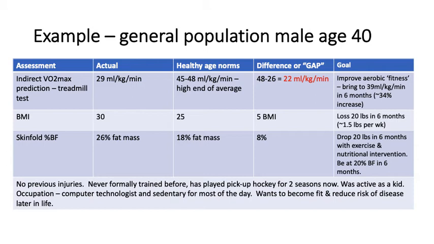And as we mentioned in a previous lecture, you can see 10 to 30% improvement in aerobic capacity within the first 3 months of cardiovascular training. So this is an achievable goal for this individual.